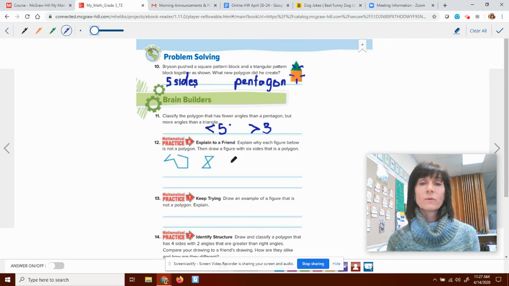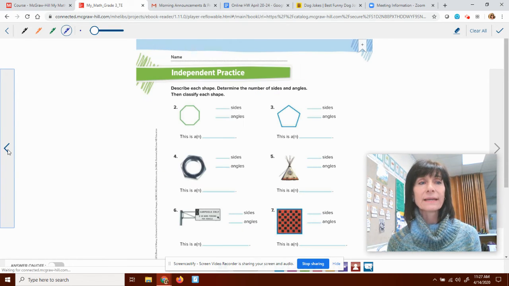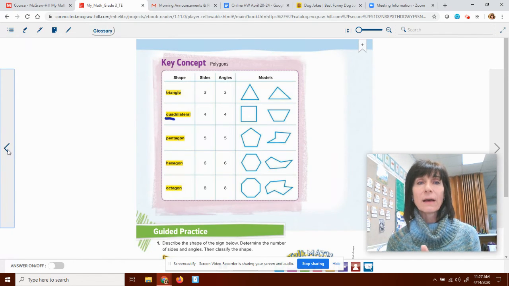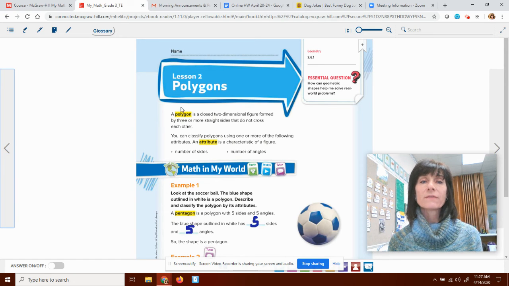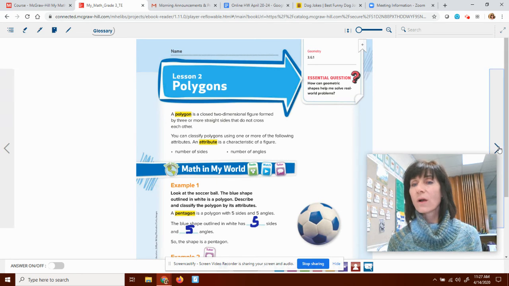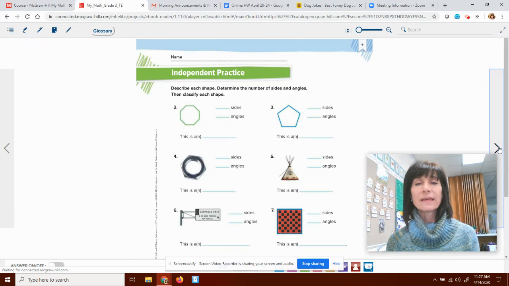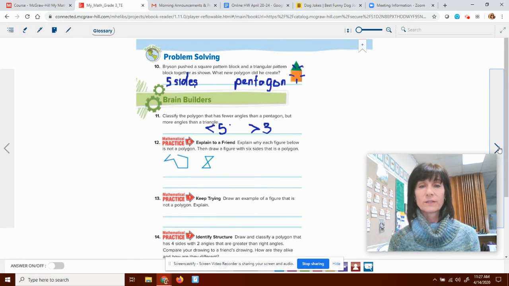On number 12, it says explain why each figure below is not a polygon. The best way to do this, my friends, is to go back to the beginning page and read what the definition of the polygon is. A closed two-dimensional figure formed by 3 or more straight lines that do not cross. Okay, they're closed and they do not cross. So I think that helps answer that particular question.